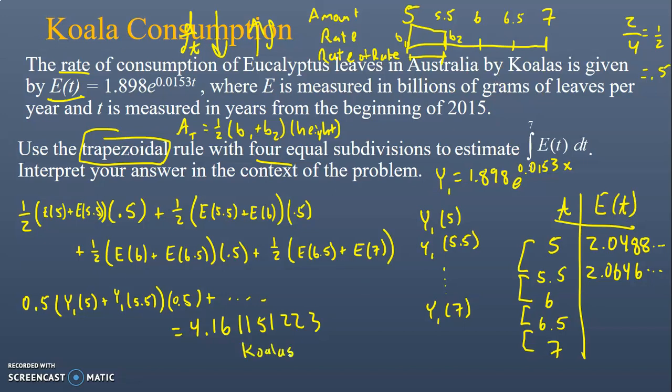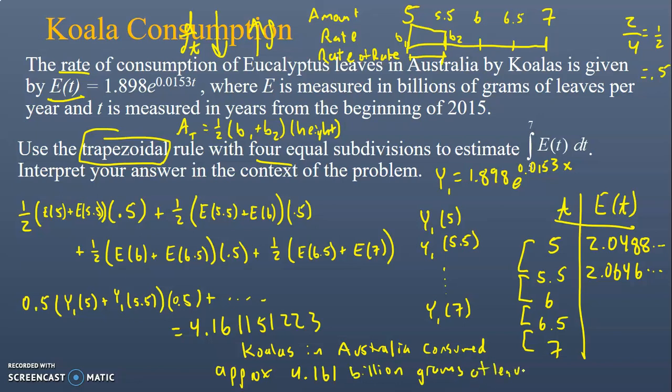So koalas in Australia consumed approximately 4.161 billion grams of leaves. And then let's think about what the 5 and the 7 represent. So we measured starting in 2015. So t would be 0 in 2015. If t is 5, we're talking about 2020. So we're going from 2020 to 2022. So this would be the context of the problem, the amount that they have consumed. When I integrate a rate, I get an amount.